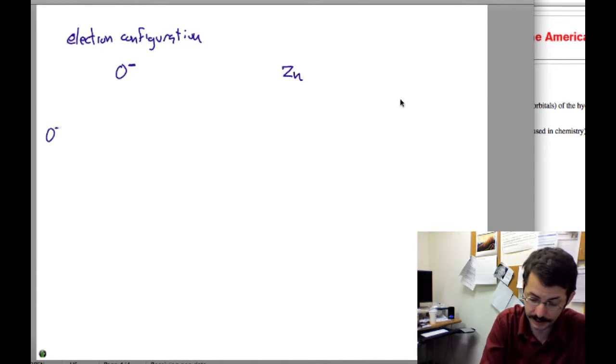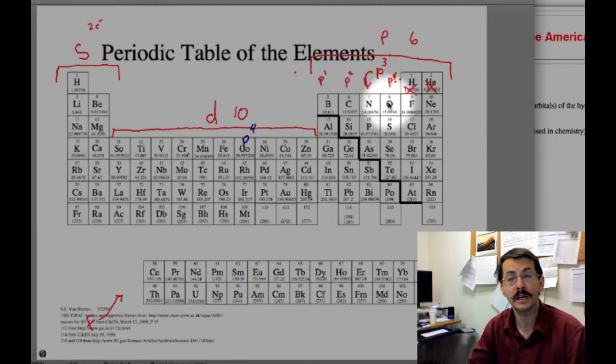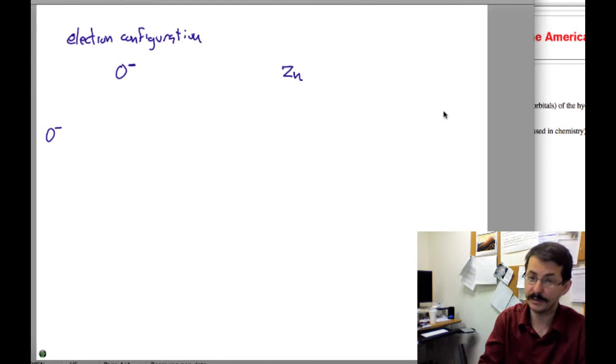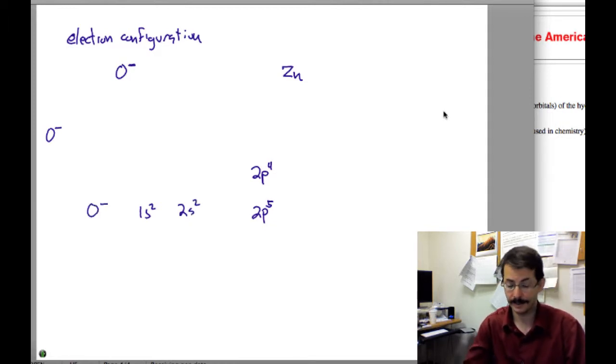So for something like the oxygen ion, we can look at the periodic table. From the location on the periodic table, we can look at oxygen and say that these are p electrons and there are 4 p electrons in this subshell. So for the oxygen atom, it would be 2p4, but we've gained an electron. So rather than being in the 2p4 subshell, this is actually gaining an electron to be 2p5, and so the electron configuration would be 1s2, 2s2, 2p5 for the O- ion.